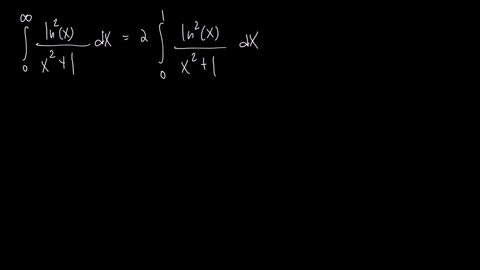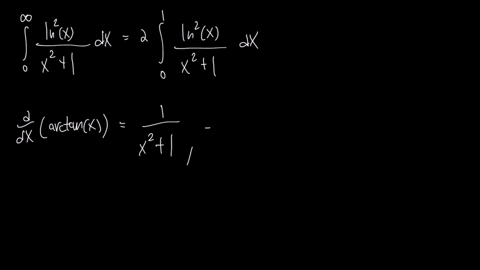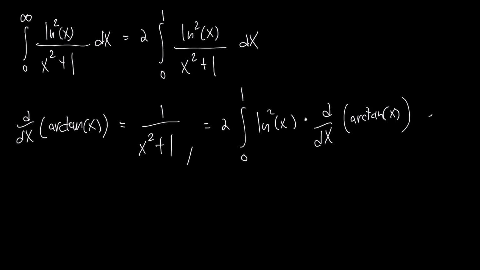And to start off, we'll notice that the derivative of the arctangent of x is equal to 1 over x squared plus 1. So if we replace that, we have this is equal to twice the integral from 0 to 1 of the squared logarithm times the derivative of the arctangent of x dx. And now we can use integration by parts.